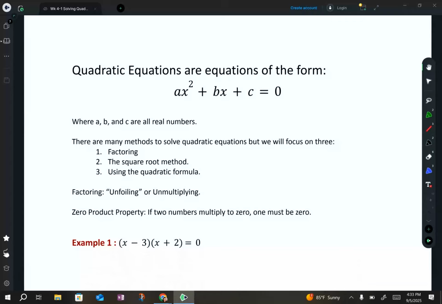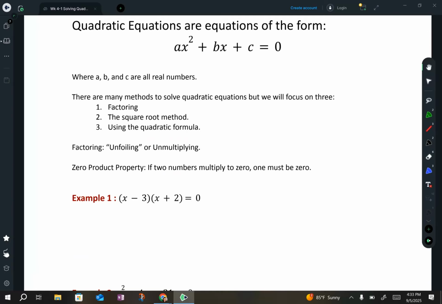So remember, quadratic equations are of the form ax squared plus bx plus c equals 0, and a, b, and c are all real numbers. There are a lot of different ways to solve them, and we're going to focus on, like I said, factoring, the square root method, and using the quadratic formula. So let's start with factoring.